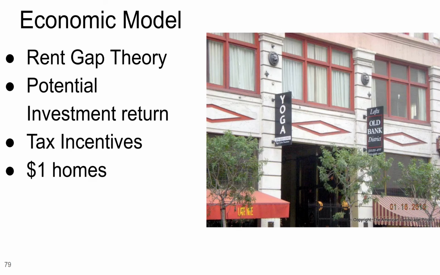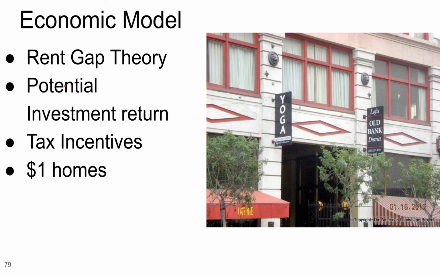The economic model of gentrification. So this is an example of a neighborhood, and now there's yoga upstairs and loft apartments. So again, for boomers, that would be perfect. You can walk to late night entertainment. You can walk to a movie. It's Sacramento. It would be like living in downtown Sacramento if it was fixed up.